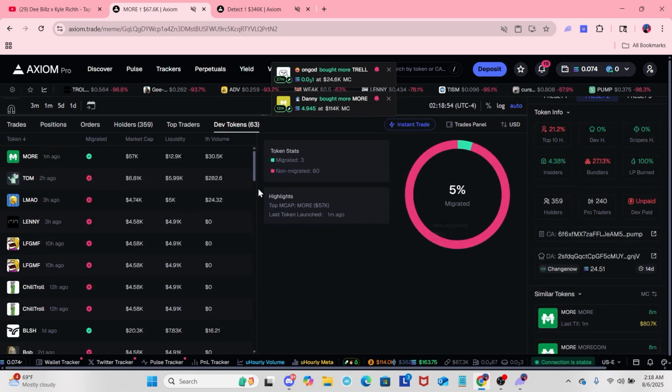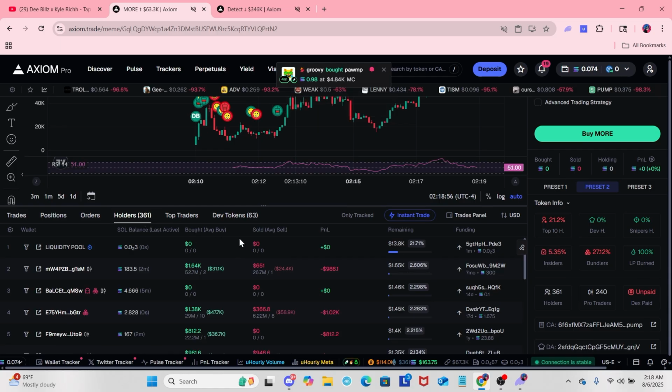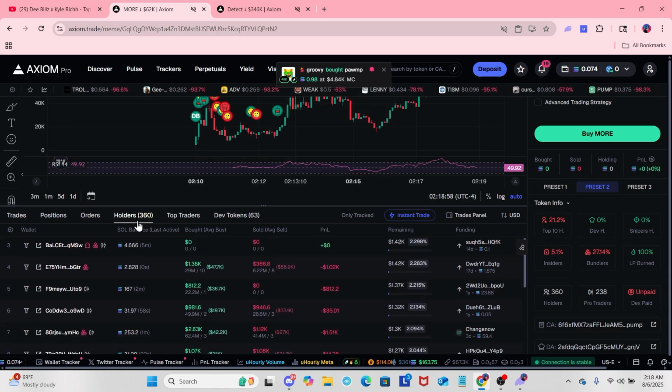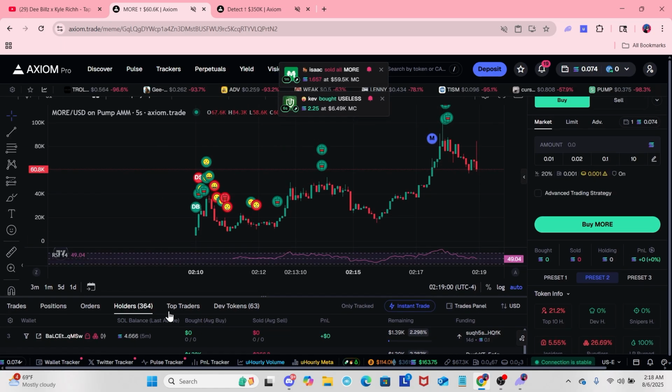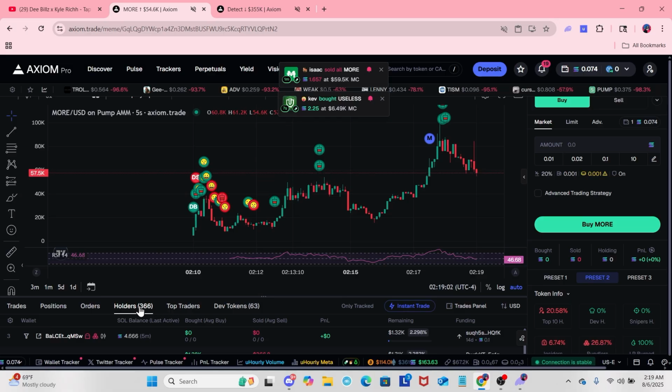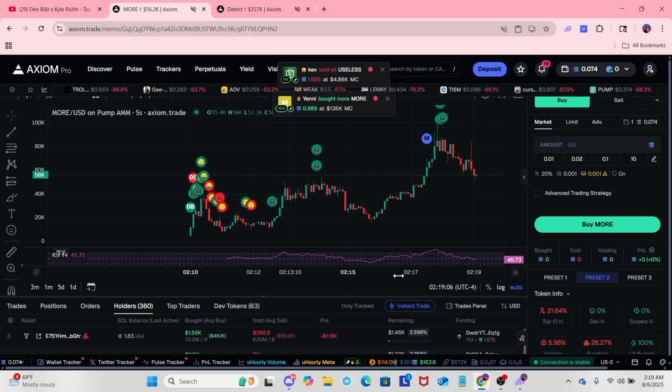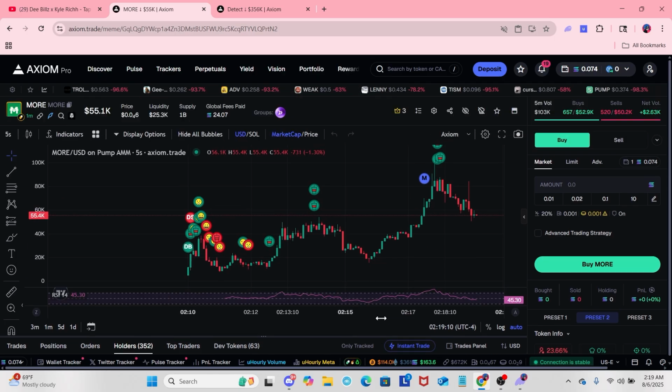Let's see what else. Holders is something you should always look at. You just see how many holders there are. If it's dropping a lot of holders, you wouldn't really want to be in. Let's say I bought in up here and I saw holders dropping a crazy amount, I'd probably want to pull out.